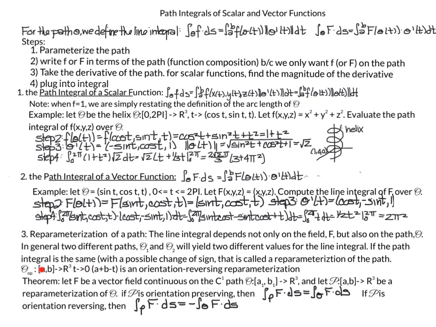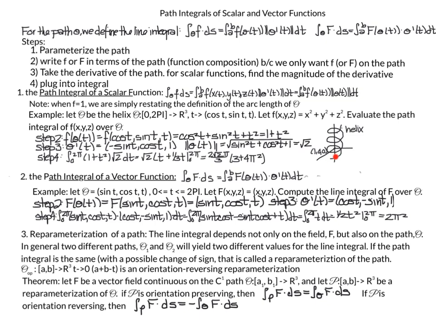But we also have this theorem that says if f is a vector field continuous on the C1 path sigma going from a to b in R3, and let's have another path, rho, going from a to b in R3, and it's a reparameterization of sigma. So if rho is orientation preserving, then our line integrals should be equal. If rho is orientation reversing, then the line integral using rho is just the negative of the line integral using sigma.